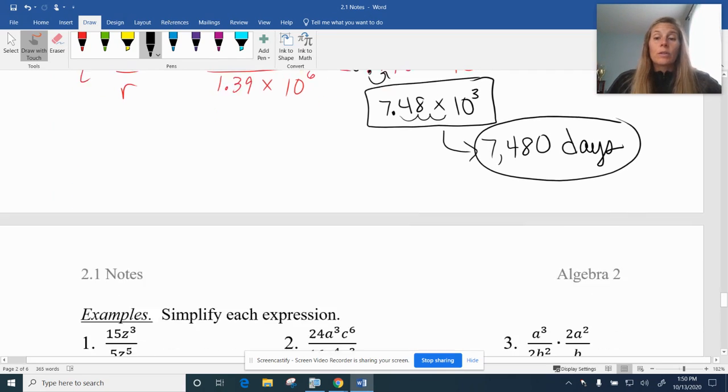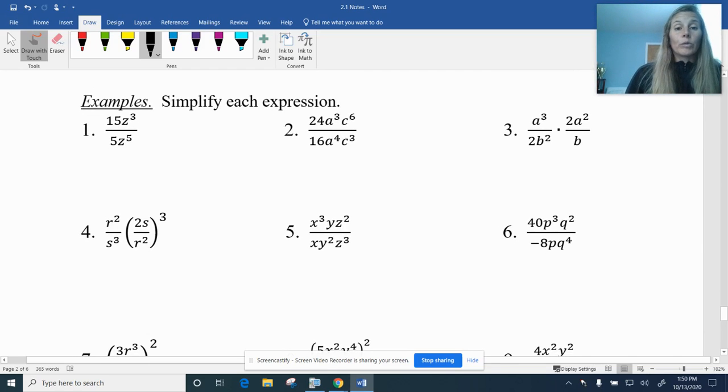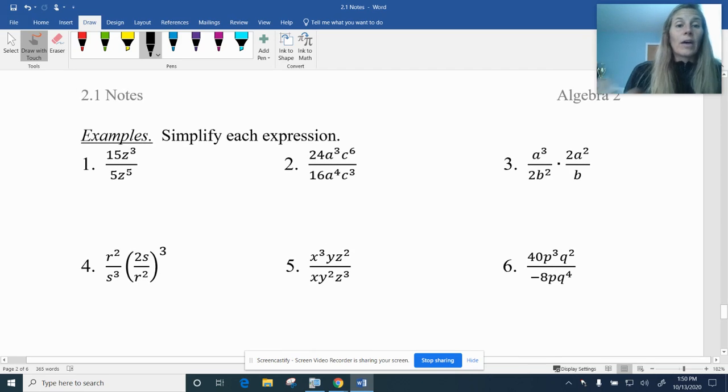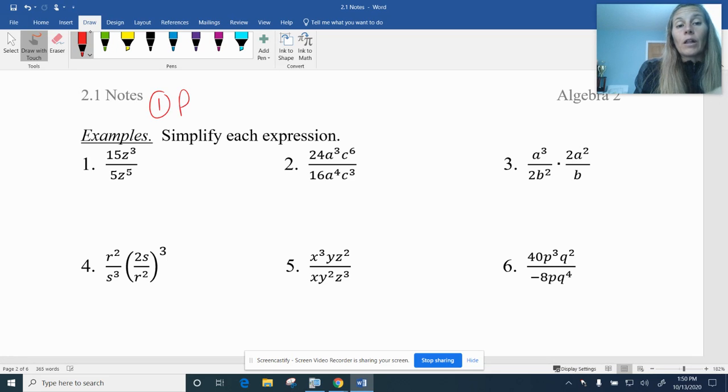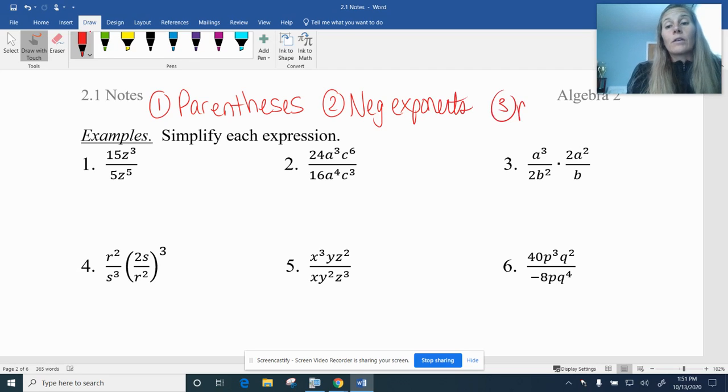All right, so finally, we're just going to practice using all these properties in these more complicated problems where multiple properties are going to be needed to simplify it. Now, there's no particular order in which you need to do them, but I do kind of follow a general pattern when I do them. So parentheses is kind of the first thing I try to eliminate if there are any. My second thing I try to get rid of is negative exponents. And then after that, I just multiply or divide any like terms and whatnot.